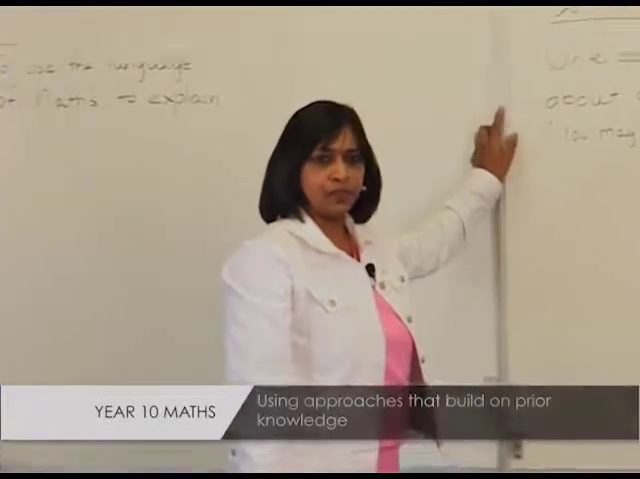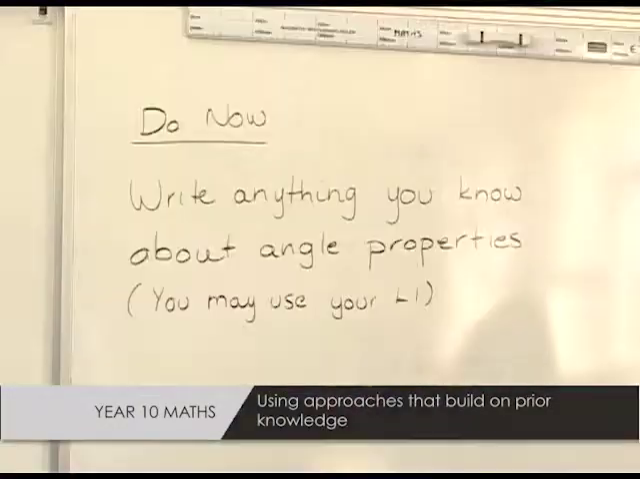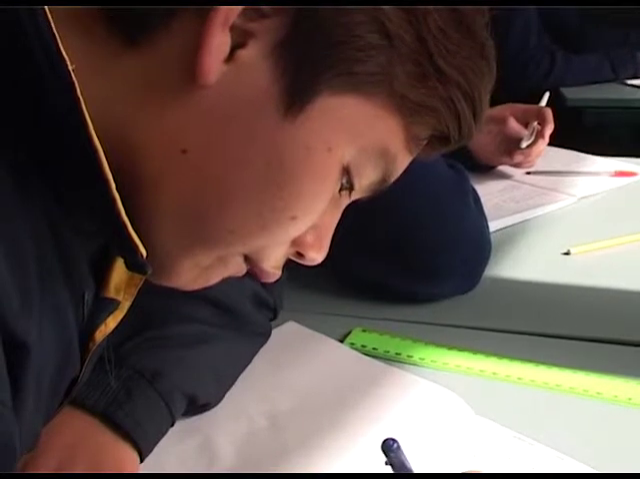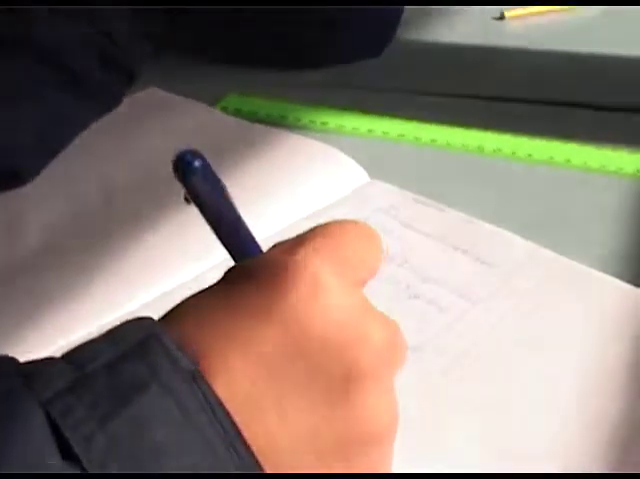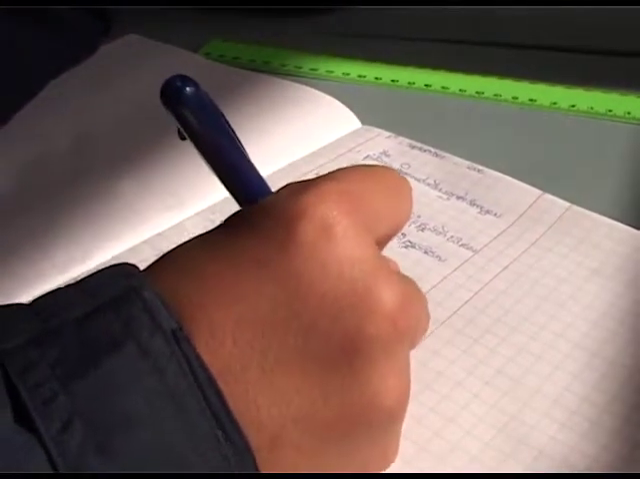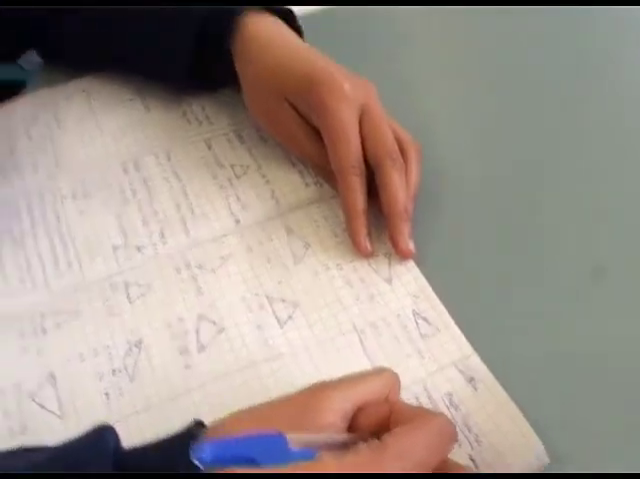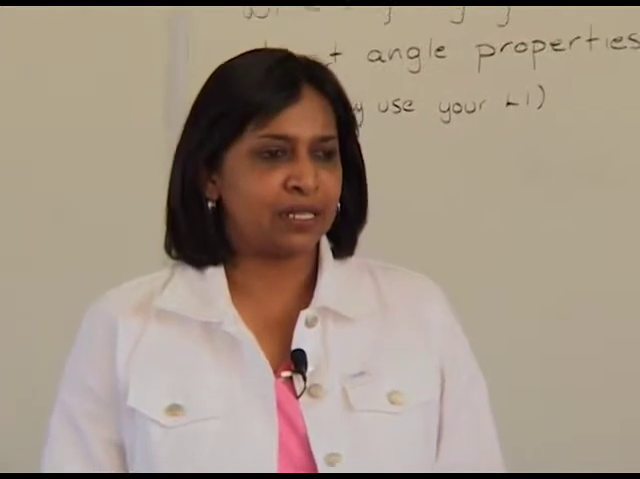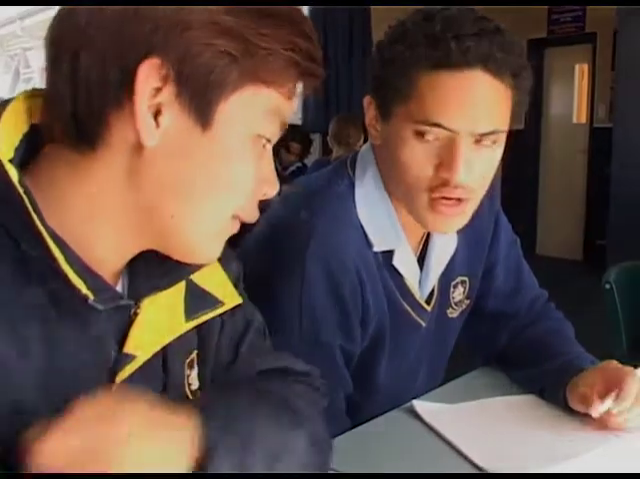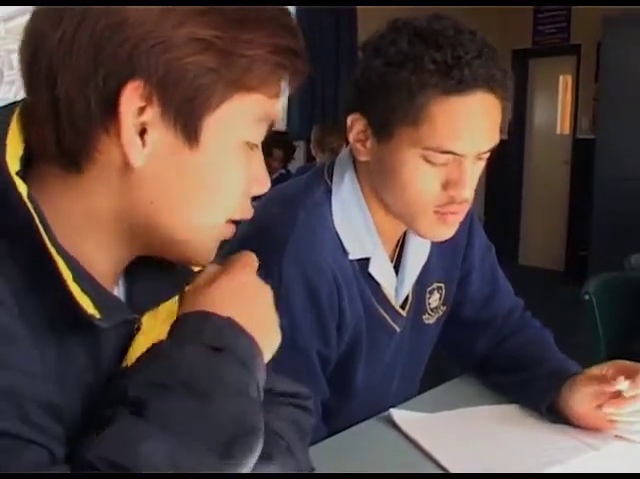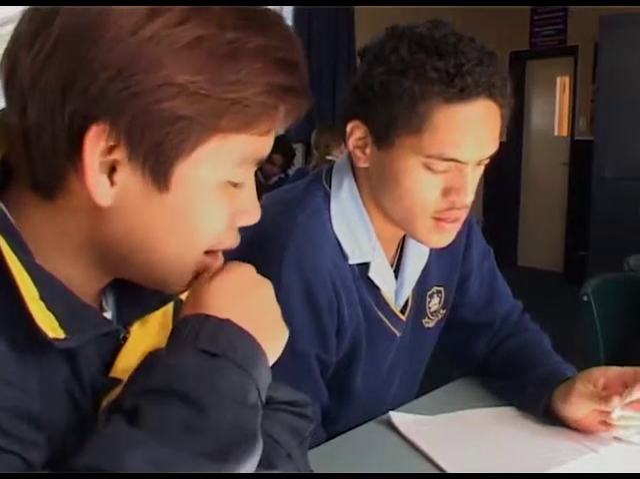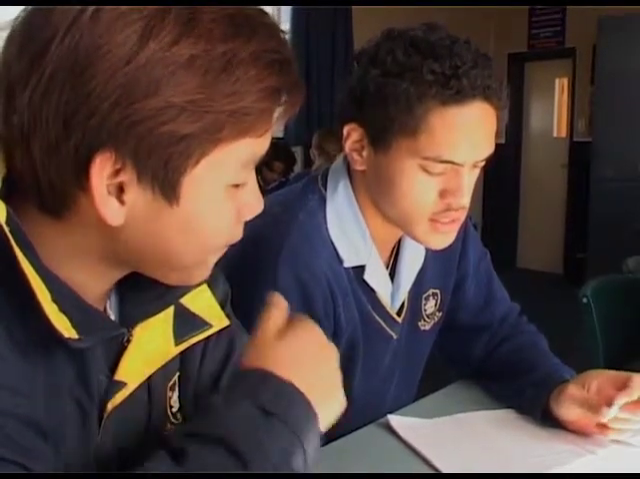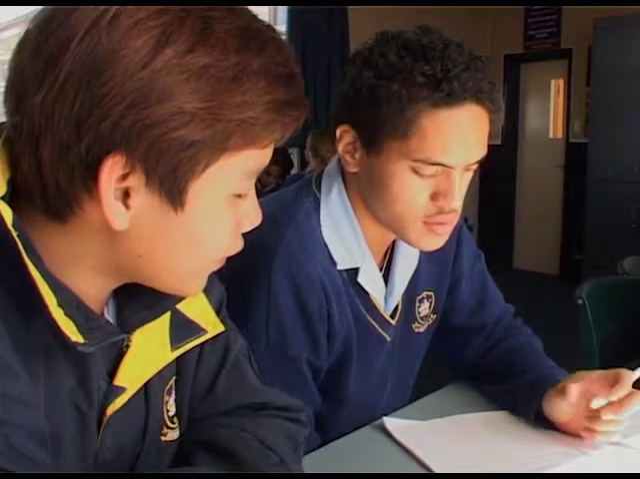Our first activity for this afternoon is to write anything you know about angle properties. And you may write down any questions that you may have about angle properties. Can you share those properties with the person next to you? A quadrilateral adds up to 360. Angles at a point add up to 360, and exterior angles add up to 360.